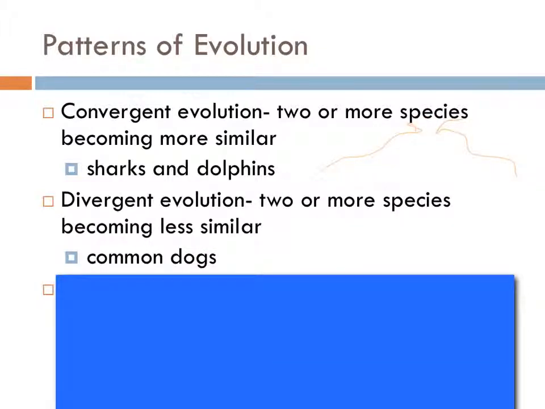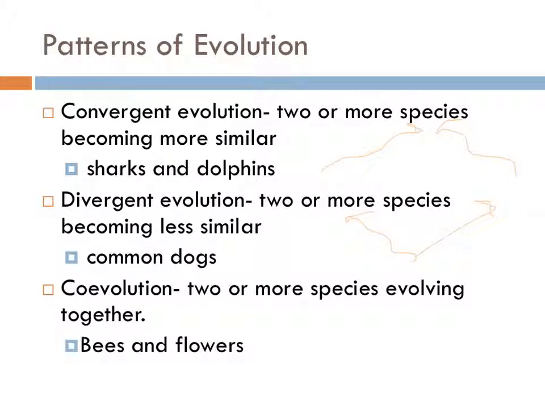The next example would be divergent evolution, and this is the exact opposite of convergent evolution. This is where organisms are becoming less similar. So they start off being similar, and they move apart from each other. So, for example, common dogs, even though these guys are all still the same species, and this is artificial selection, they are becoming more and more different and could eventually become a new species. For example, a Shih Tzu is probably going to have a hard time mating with a Great Pyrenees or a Bull Mastiff or something like that.